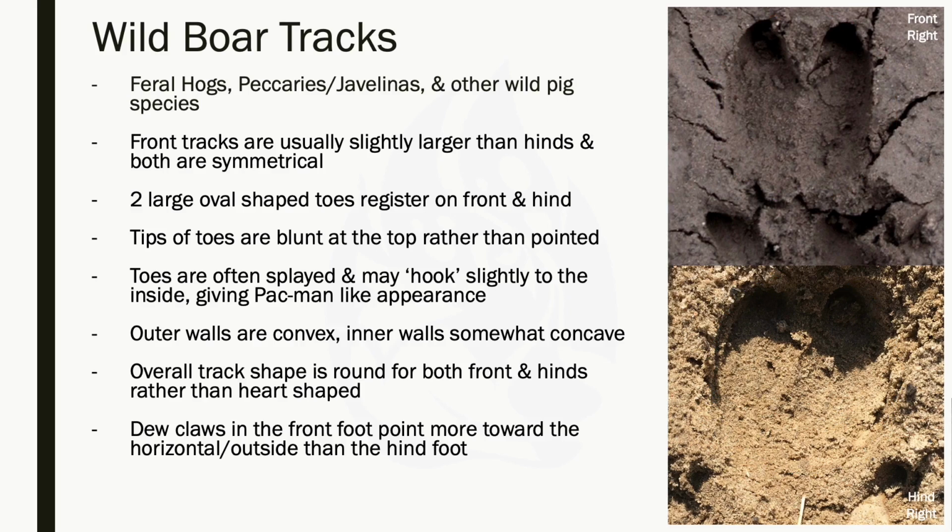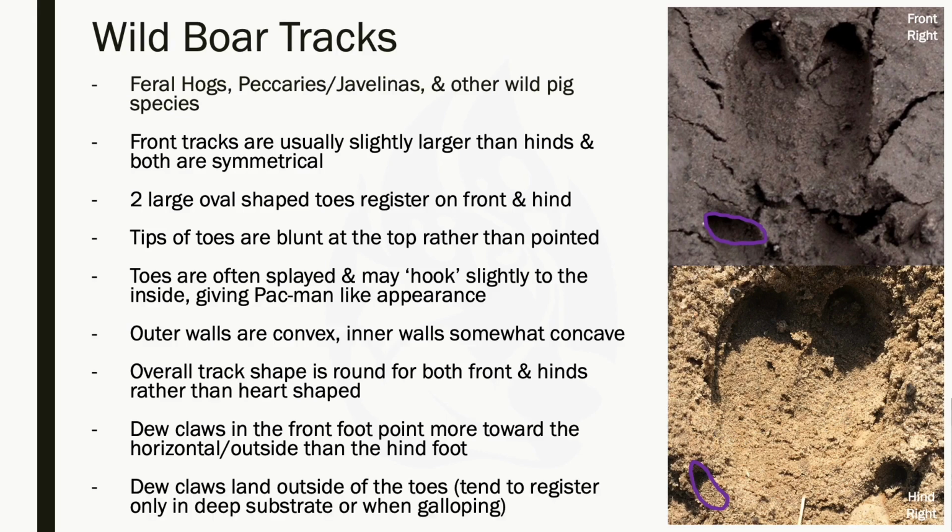And then another key aspect for a wild boar species, and something you can use to confidently identify them, is the location of the dew claws when they register. So they're going to appear in the front foot, just like they do in deer and antelope species. They're going to point more to the horizontal than they do in the hind foot, which you see here below, dew claw, which is pointing more to the vertical.